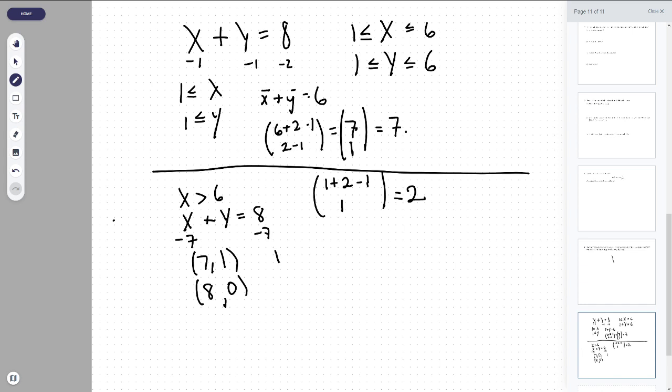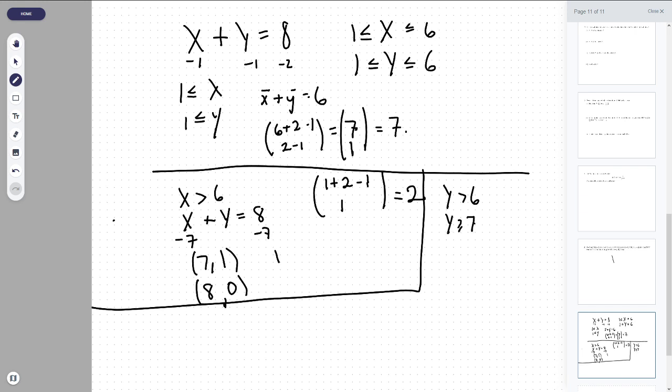And then we see it's the same thing if we set y bigger than 6. So y is bigger than or equal to 7. And we do the same thing, except now we have x plus y is equal to 8. We subtract off 7 from both sides. Can you do both x bigger than 6 and y bigger than 6 in the same step? No, you have to do that last. So let me show you. We're almost done with this step. So here you're going to get another 2 choose 1, which is equal to 2.